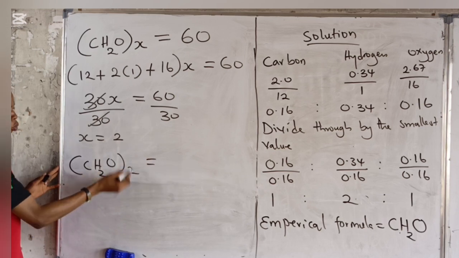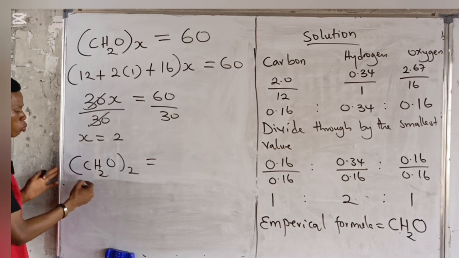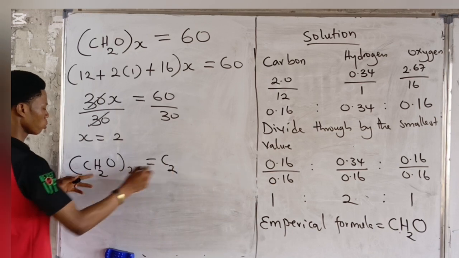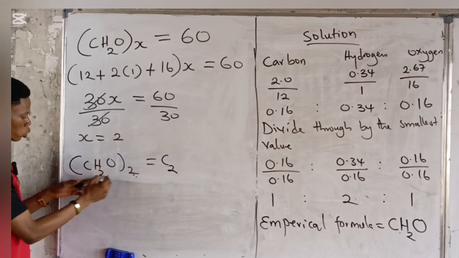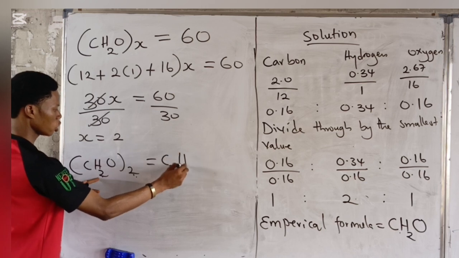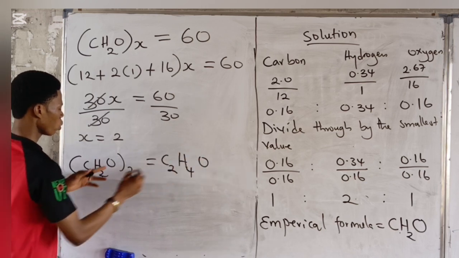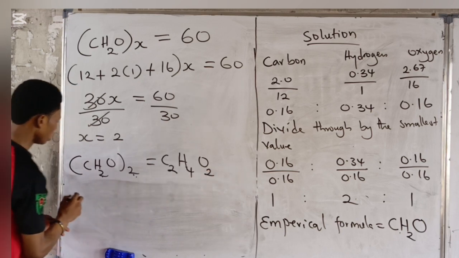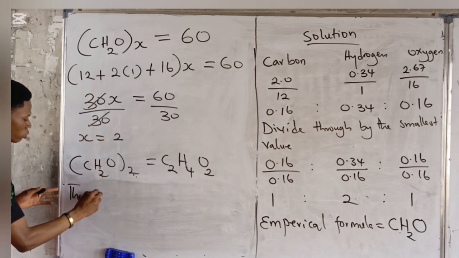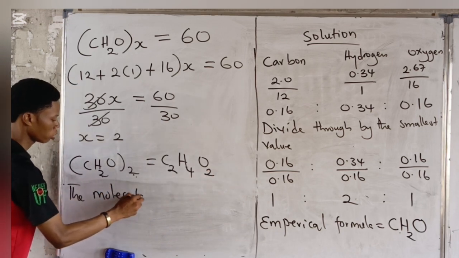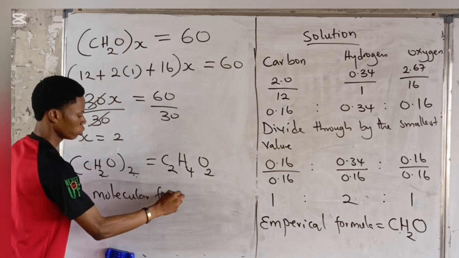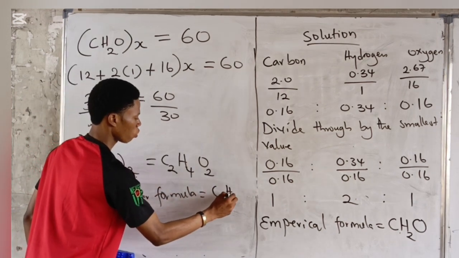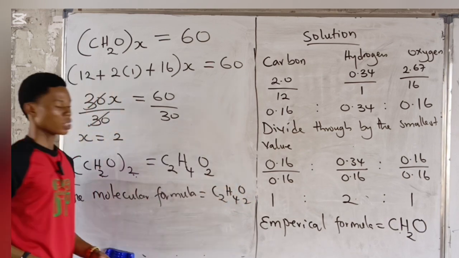So this 2 now will be used to open the bracket. So if this 2 is opening the bracket, C times 2 will be C2. H2. This 2 times this 2 will give us 4, right? So we'll be having H4. O. This 2 will be affecting O. So here will be 2. Now, the molecular formula of the compound is equal to C2H4O2. It's as simple as that.